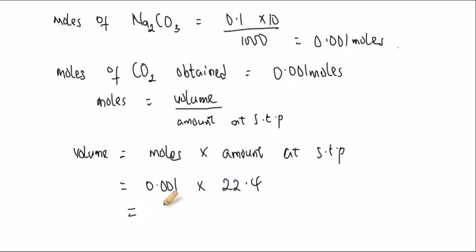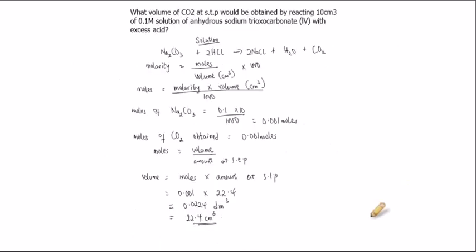Calculating this, we have 0.0224 and the unit dm cube. To convert this to centimeter cube, we multiply by 1000, and multiplying by 1000 we'll have 22.4 centimeter cube. This will be serving as the final answer. So with this, we've come to the end of the solution of the question, and we've gotten the volume of carbon dioxide that will be obtained at s.t.p to be 22.4 centimeter cube.